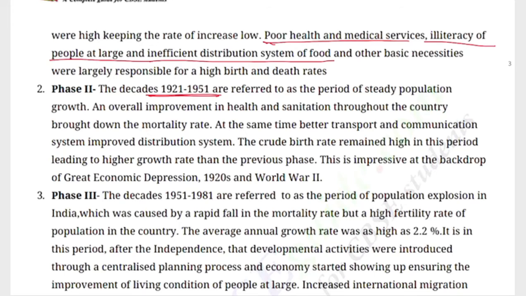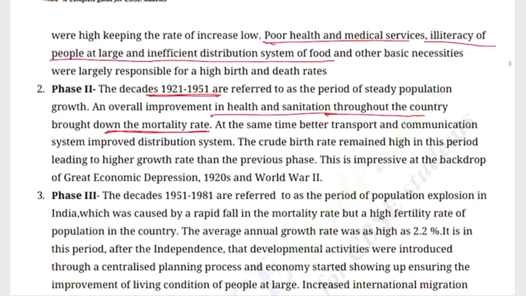An overall improvement in health and sanitization throughout the country brought down the mortality rate, because in this duration there was an improvement of health and sanitization throughout the country, and because of that the mortality rate, the death rate, decreased. जो लोगों के मरने का जो रेट था वो कम हो गया क्योंकि हेल्थ एंड सैनिटाइजेशन के अंदर कुछ इम्प्रूवमेंट हुआ.